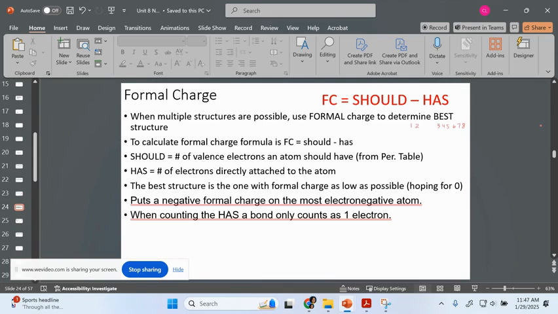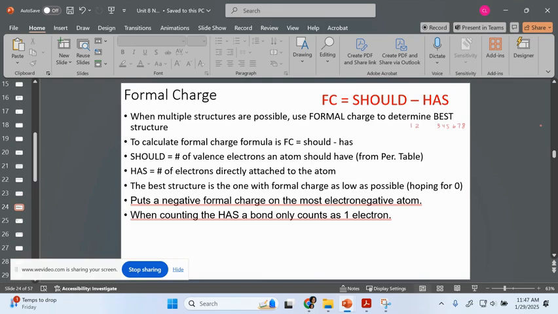I'm going to show you. Just hold on. Breathe. It's not bad. I'm telling you, it's not bad. The best structure is the one with the formal charge as low as possible. You're hoping for 0. If you have to have a formal charge on something, the negative formal charge has to be on the most electronegative atom.